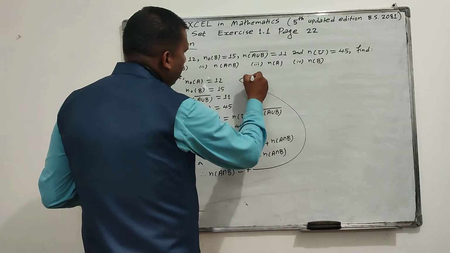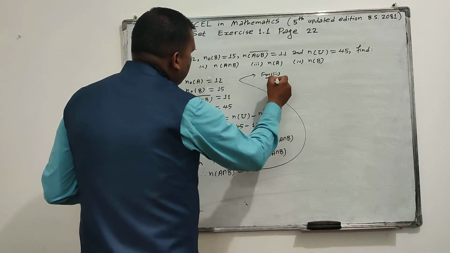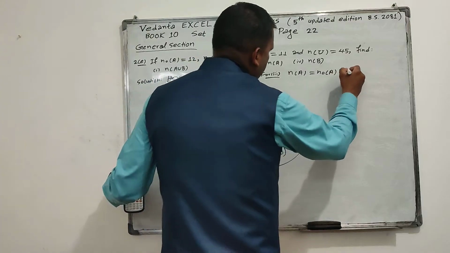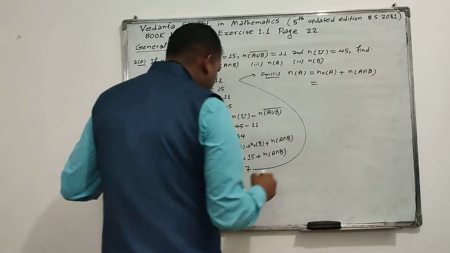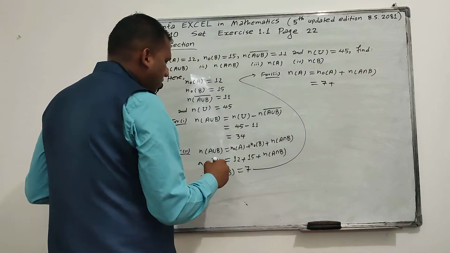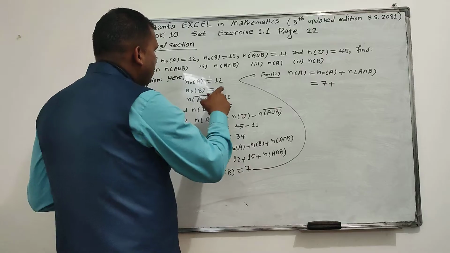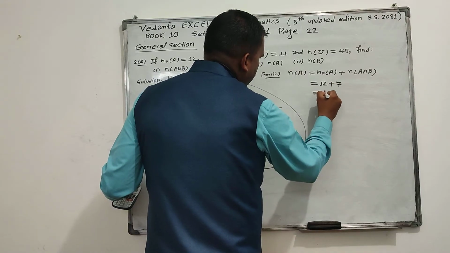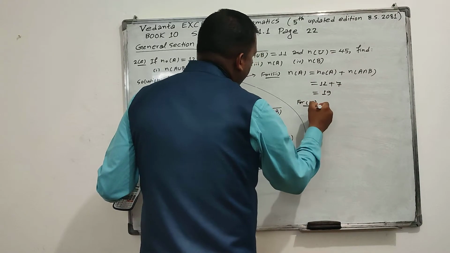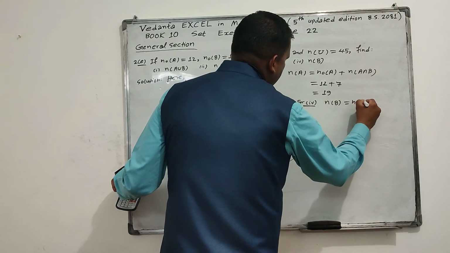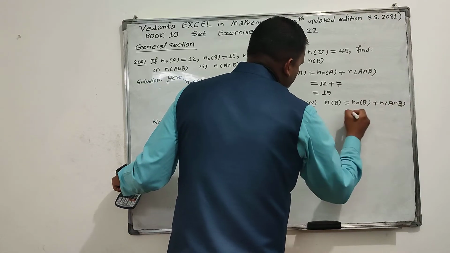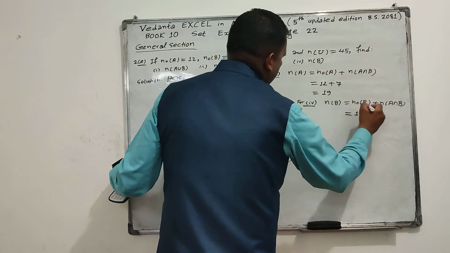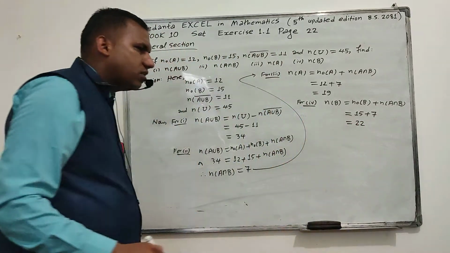For 3, number of A equals n not A plus number of A intersection B. n not A is 12 and number of A intersection B is 7. 12 plus 7 equals 19. For 4, number of B equals n not B plus number of A intersection B. n not B is 15 plus number of A intersection B is 7. 15 plus 7, 22 is the answer.